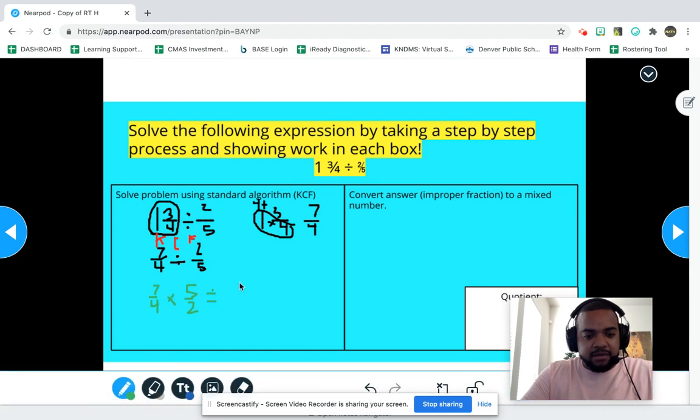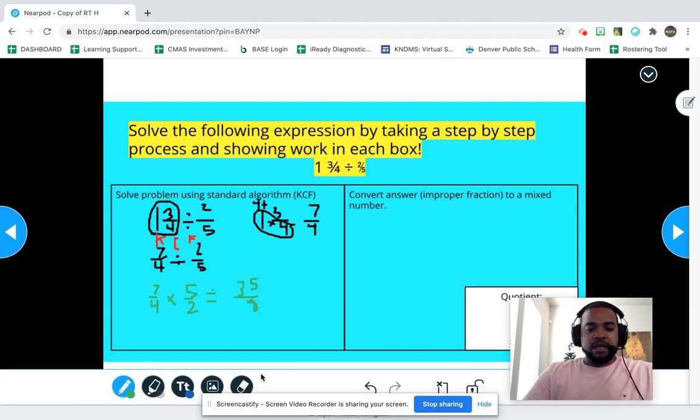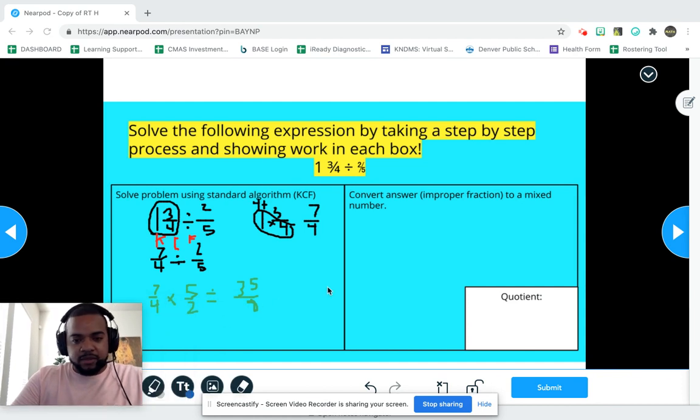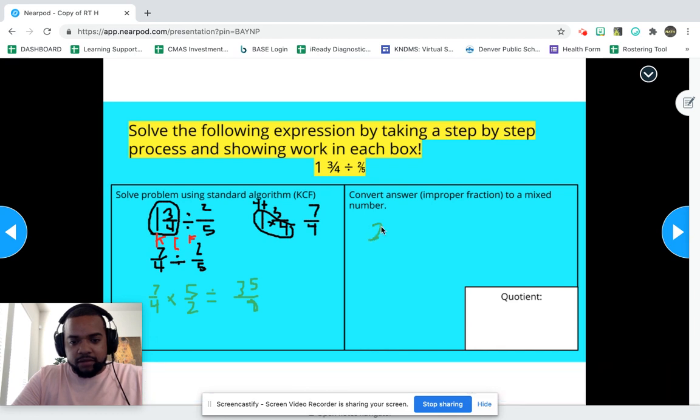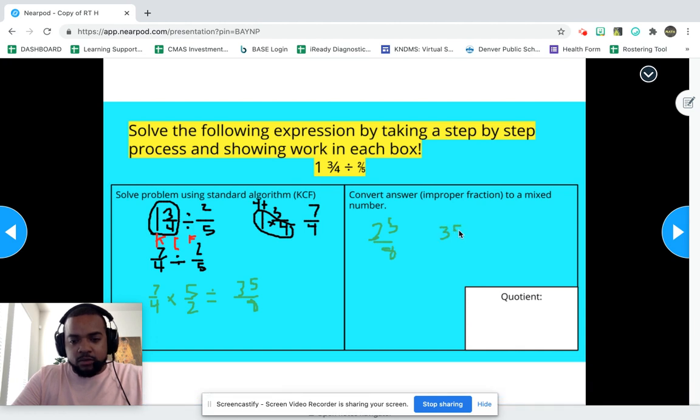Now I got 7 times 5 is 35. 4 times 2 is 8. Perfect. So now that I have this, I know I'm not done. I'm going to move my camera over here. No, I'm not done. I have an improper fraction as an answer. So I want to convert my answer, which is an improper fraction, to a mixed number. So I have right here, I have 35/8. What I know is I need to put my numerator in the house.